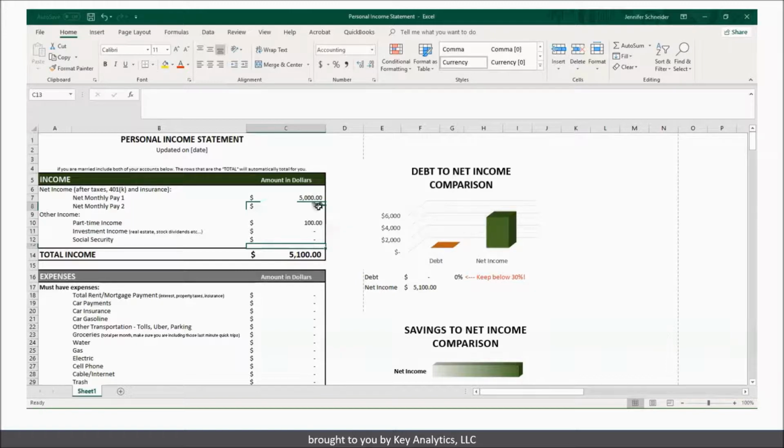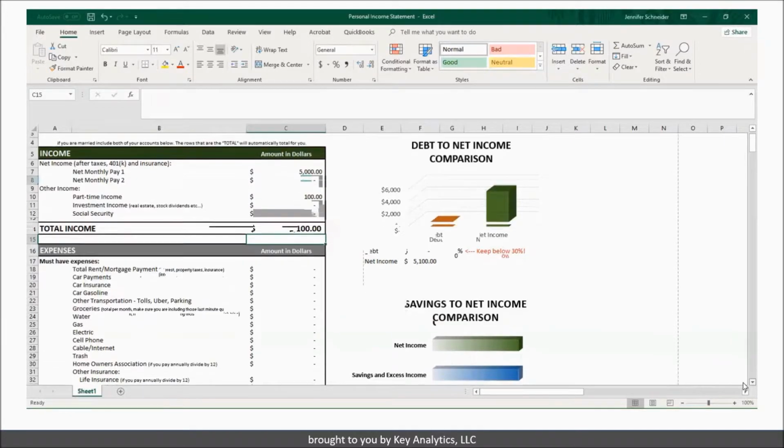If you live with someone or if you're married, include their income as well. So net monthly pay 2 would be their income. The total line will automatically generate for you. It has a formula in there to sum it all up. So moving on to expenses.